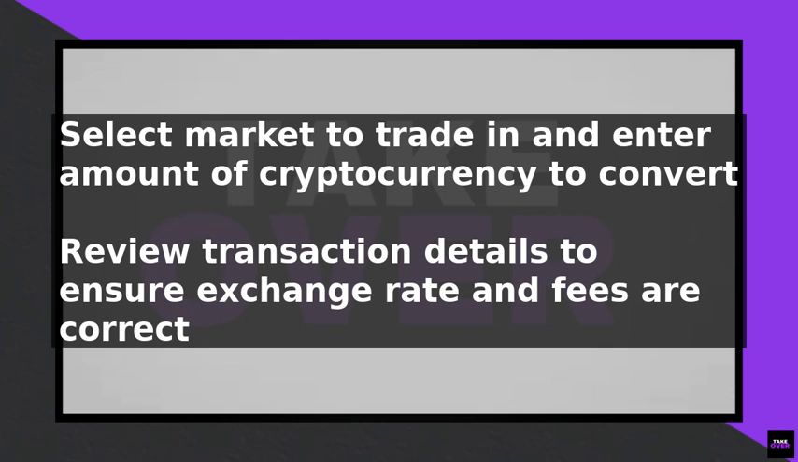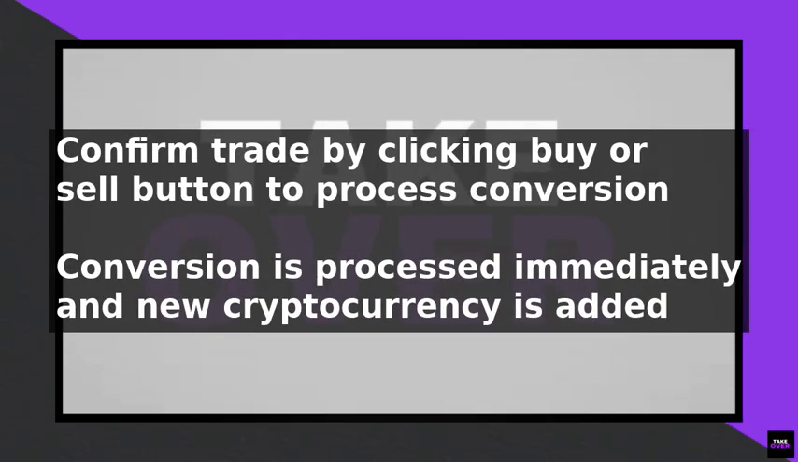Once you have entered the amount, review the transaction details to ensure everything is correct. This includes the exchange rate, the amount of cryptocurrency you are buying or selling, and any fees associated with the transaction. After reviewing the transaction details, confirm the trade by clicking the buy or sell button. The conversion will be processed immediately and the new cryptocurrency will be added to your account.